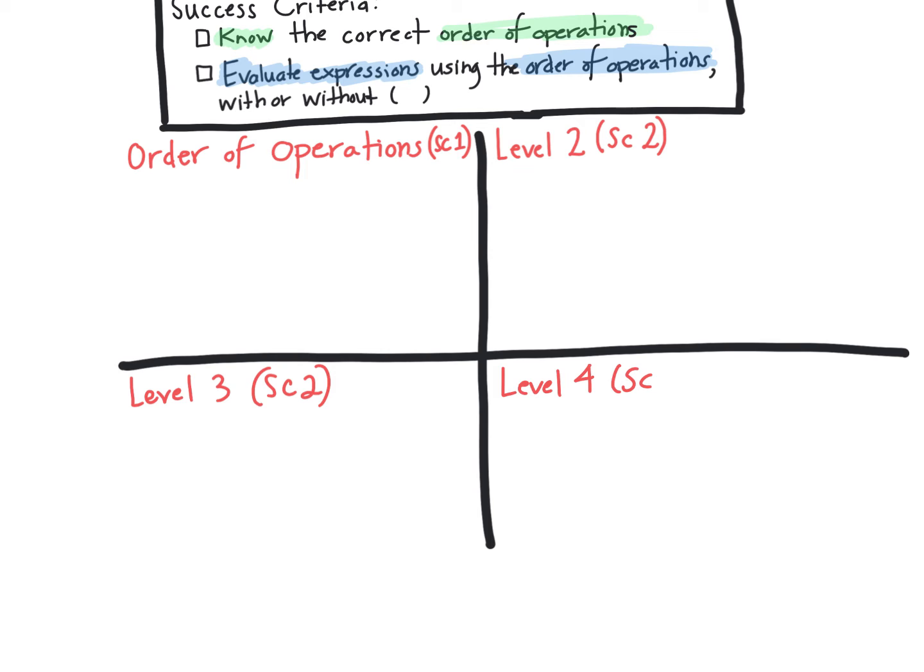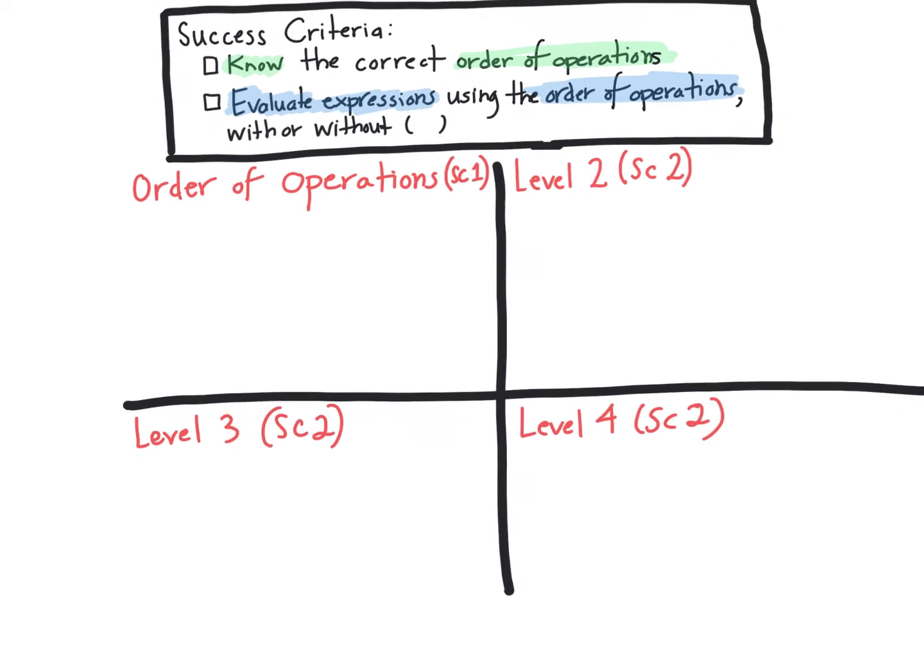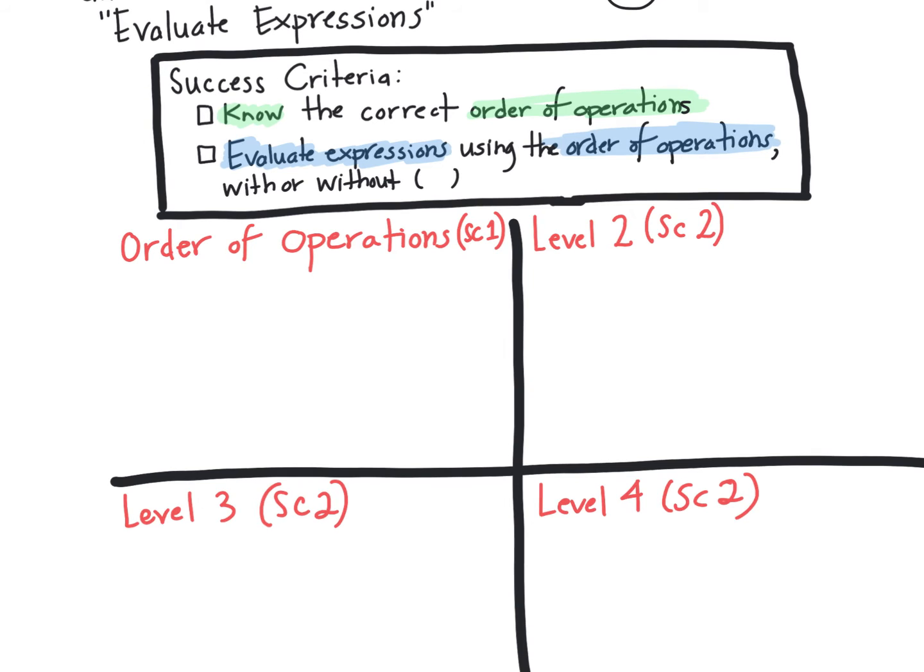Okay, so we have all of our success criteria accounted for now. In the first box, you're going to learn about success criteria number 1. In the second box, success criteria number 2. In the third box, success criteria number 2. And in the fourth box, success criteria number 4. All right, let's go ahead and get started.